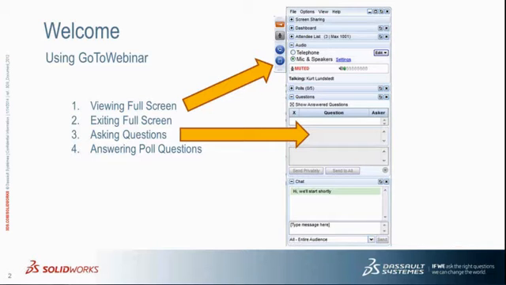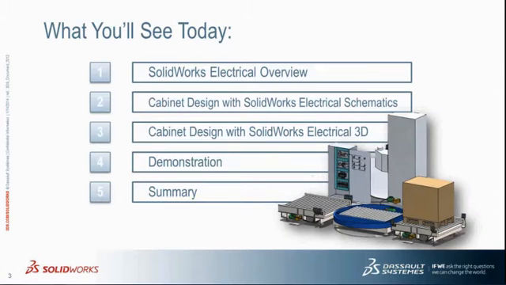Okay, thanks, Cliff. Thanks to everyone for joining us for this webinar today. Today what we'd like to do is take a high-level look at SolidWorks Electrical, and then we'll turn our focus to accomplishing cabinet layout and design using two different methods. First, we'll look at the process of creating a 2D cabinet layout using the integrated tools inside the SolidWorks Electrical Schematics tool. And then we'll cover the steps and some of the advantages of using SolidWorks Electrical 3D for this task for those users who are using SolidWorks for their mechanical design as well.